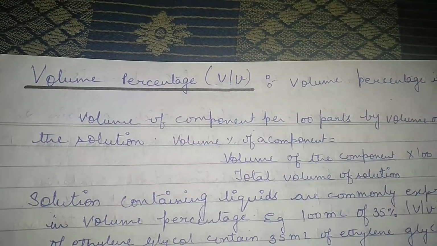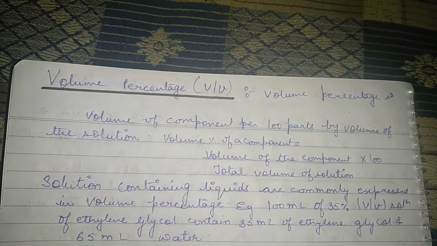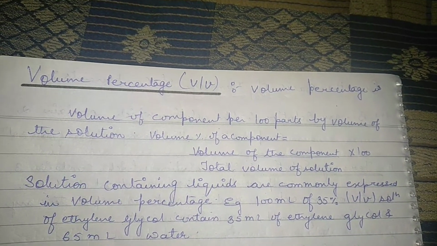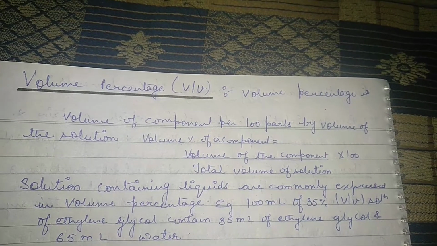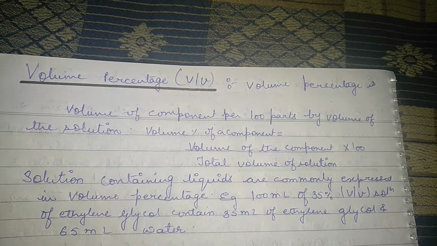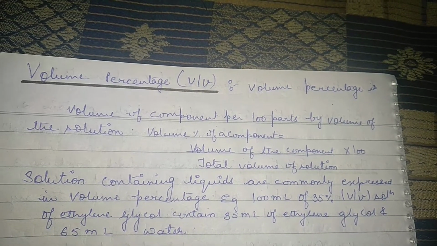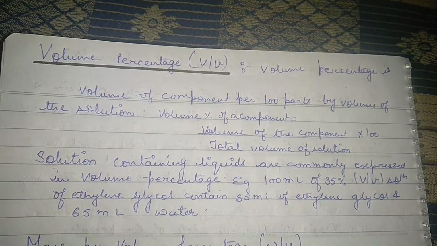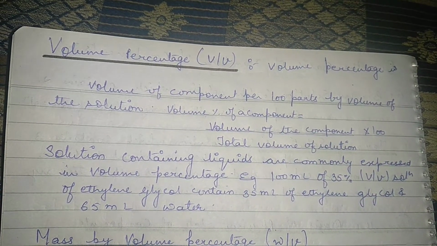Now coming on to the second formula, that is volume percentage, volume by volume. So volume percentage is the volume of a component per 100 parts by volume of the solution. So the formula for the volume percentage of a component is equal to volume of component upon total volume of a solution into 100. Solutions containing liquids are commonly expressed in volume percentage.